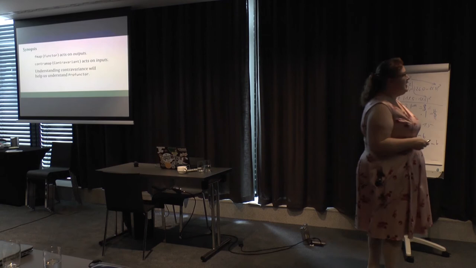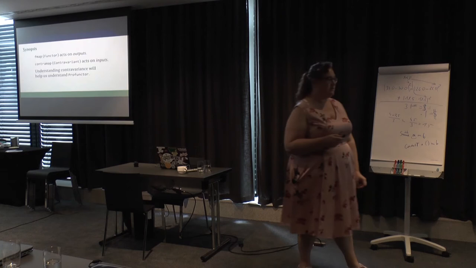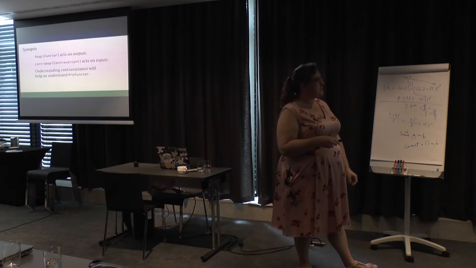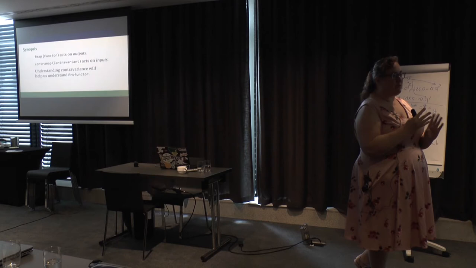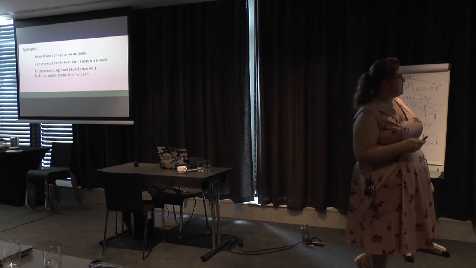All right, so fmap from the functor class acts on outputs. Right? It takes an fa to an fb, so it acts on the outputs of those. Contramap acts on the inputs. So it seems a little bit backwards, but really it's just flipped function composition. So understanding contravariance is going to help us understand profunctors.